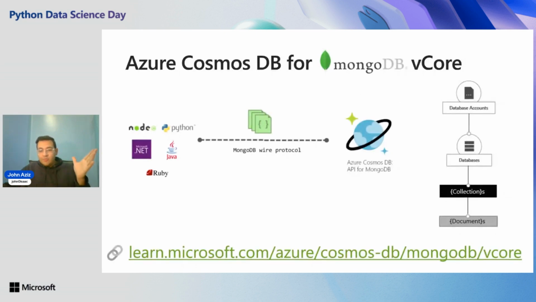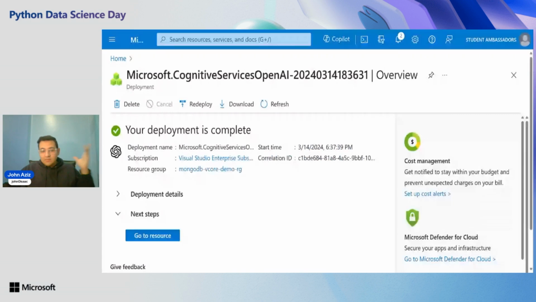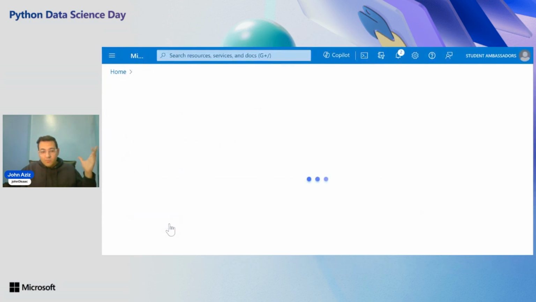And Azure Cosmos DB for MongoDB vCore allows us to create the database and then use it from Python, from Node, from Java, from Ruby, with a connector from the language, like PyMongo. And if you want to learn more about it, you can hit this URL. But let's get back here and create our chat and embedding deployments.